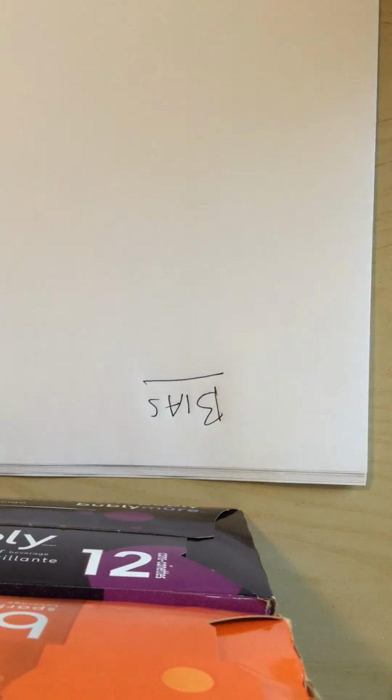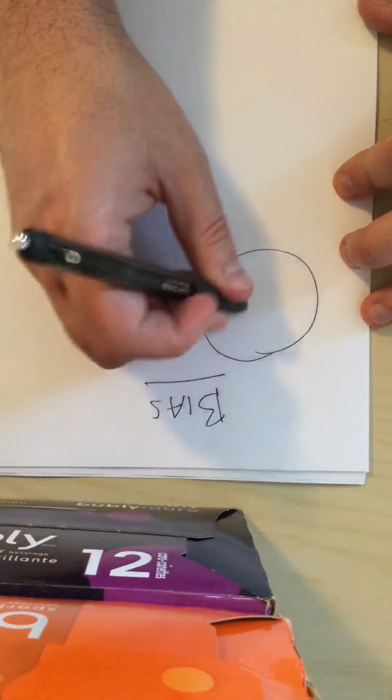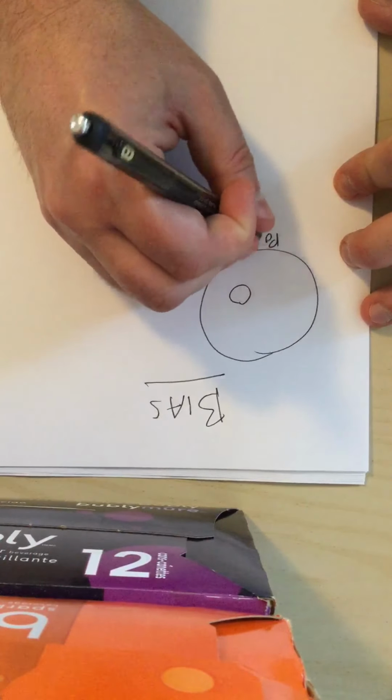I'm going to talk about bias now. Bias is going to be, you have your population and you have your sample. So we have our population, we have our sample.